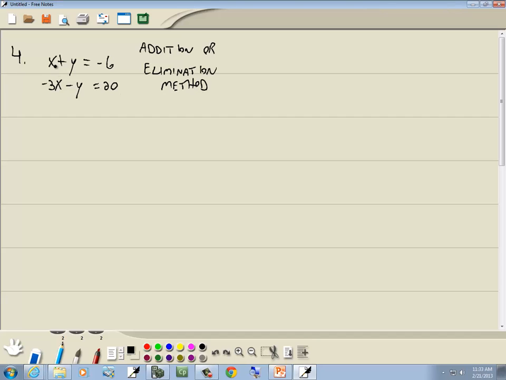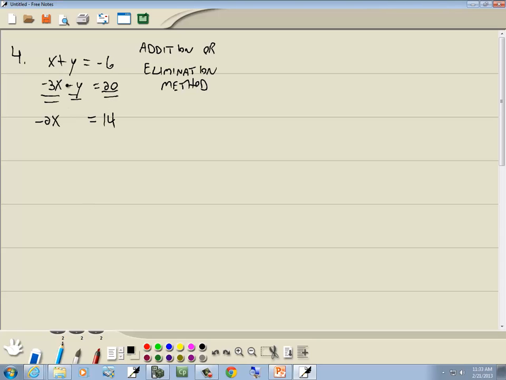Well, what we do is see how the x's are in the same column, y's are in the same column, and numbers are on the right side of the equals? We just combine together all the like terms. So we add these. X and negative 3x gives you negative 2x. Y minus y drops away. Negative 6 and 20 gives you 14.